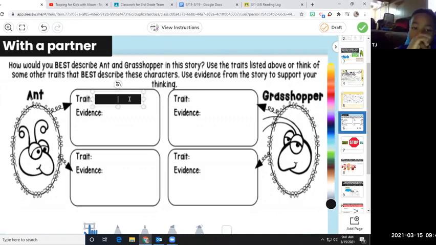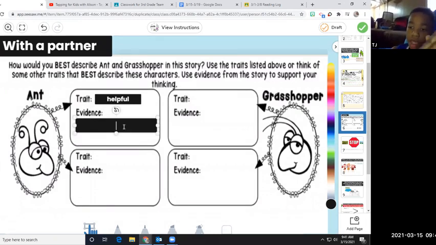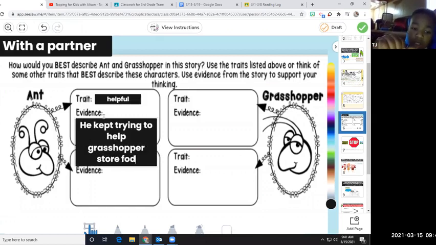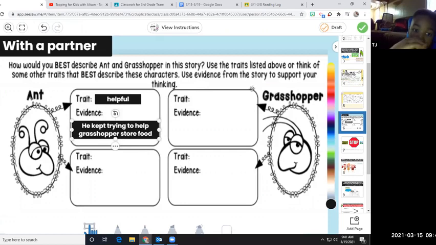Ant. Okay, and what trait did you and your partners come up with? So Ant was trying to help Grasshopper. So he is helpful. And what evidence do you have of that? Because throughout the slides, he was trying to help Grasshopper store food, but he didn't listen to him. And another thing about Ant is he thinks ahead. He's a planner. Yes. Okay, so he's helpful. He kept trying to help Grasshopper store food and reminding him that he needed to do that. So helpful is a great word to describe Ant.